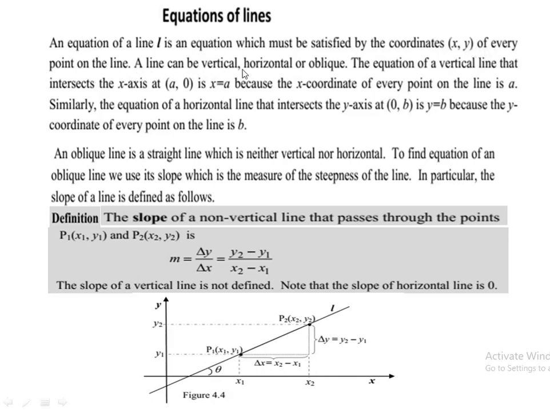A line can be vertical, horizontal or oblique. The equation of a vertical line that intersects the x-axis at (a, 0) is x = a, because the x-coordinate of every point on the line is a. Similarly, the equation of a horizontal line that intersects the y-axis at (0, b) is y = b, because the y-coordinate of every point on the line is b.